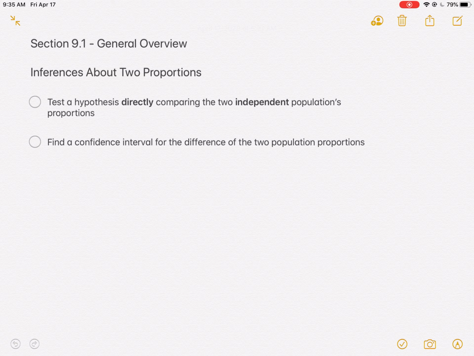And so what's going to happen is they're going to give you a problem and ask you to test the hypothesis using the traditional method that we've been doing. And so nothing is going to change there. And then they're going to ask you to test it using a confidence interval. And we're going to use the confidence interval that's appropriate for that test. And so we're going to get some chapter 7 reinforcement as well.